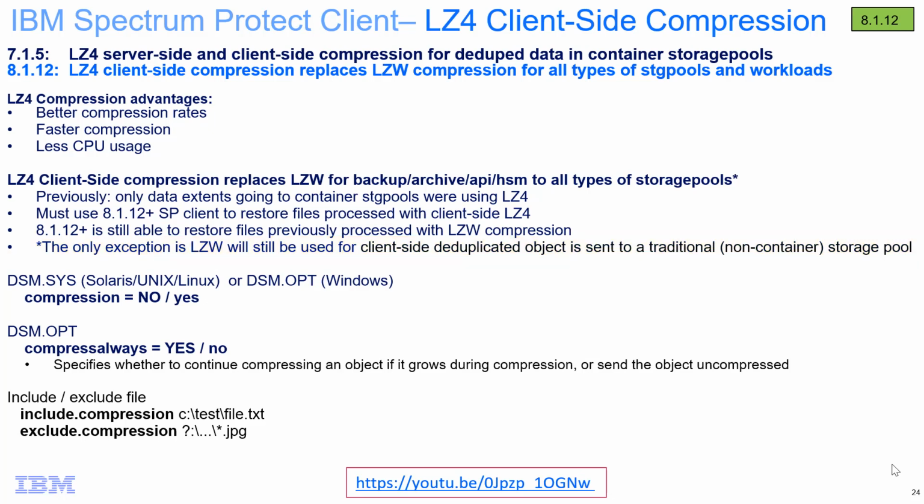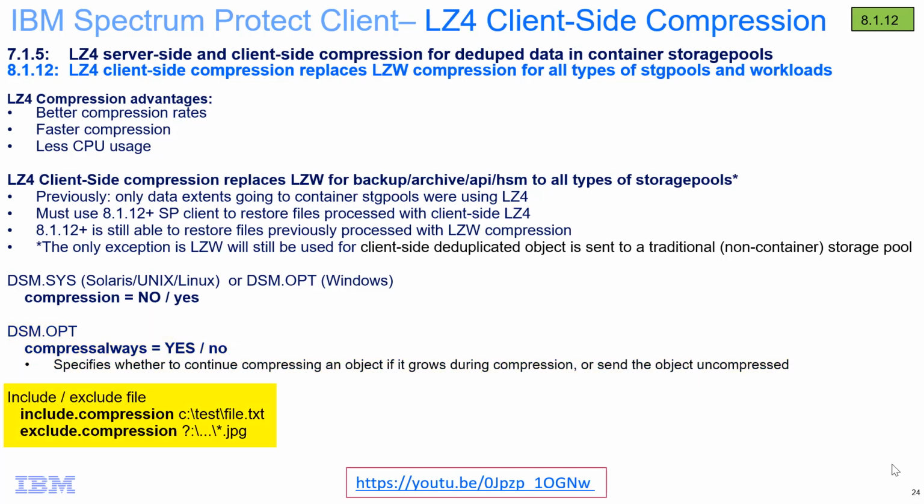If you want to use the LZ4 compression inside of your DSM.sys or DSM.opt, you can set compression equals yes. By default, it's set to no. And then in your DSM.opt, you can also do compressalways, which is set by default to yes, but you can turn that to no. And that will specify whether to continue compressing an object if it grows. And so by default, we will continue to compress it even if it grows. If you don't want that to happen, you can set that to no.